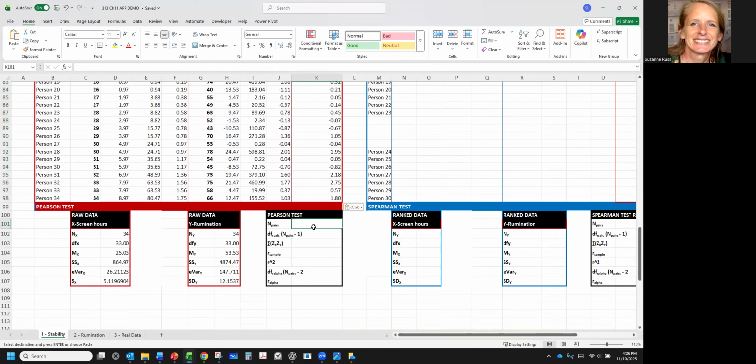Up here, we put our number of pairs. And the degrees of freedom when we're doing this particular calculation is going to be this, just minus 1. So there's a couple of degrees of freedom in this problem. We sum up our Zx, Zy right here.